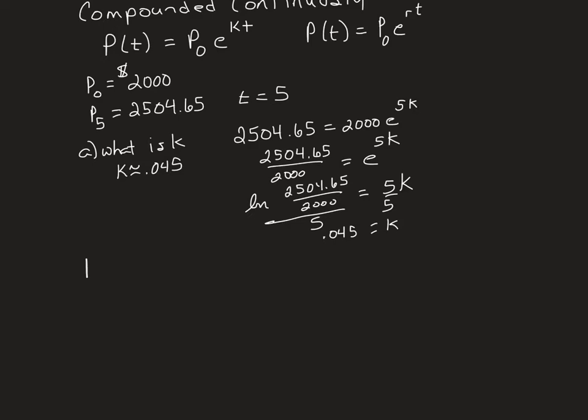Okay, the next thing I want is the exponential growth function. So P of t is our initial amount times e to the 0.045t. That is the exponential growth function.